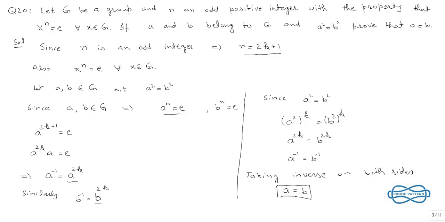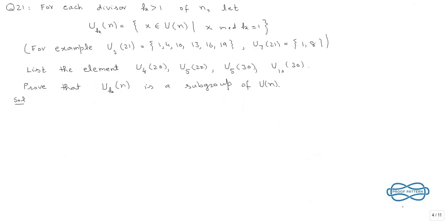Okay. The next question, question 21, is a tricky question. The statement is that for each divisor k greater than 1 of n, where n is an integer and k is any divisor, U_k(n) is the subgroup of the unitary group under multiplication modulo n, and it consists of all those elements of the unitary group which are congruent to 1 mod k.